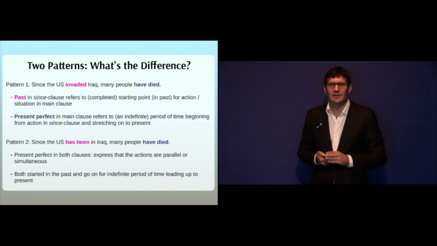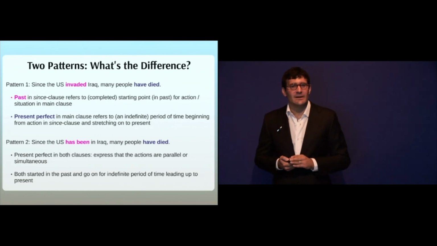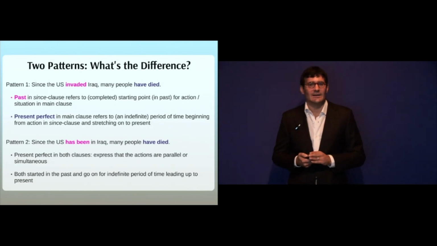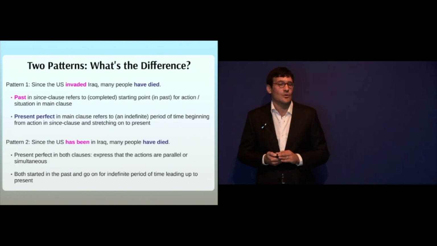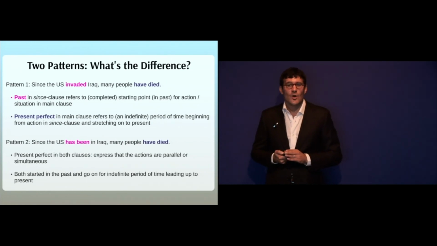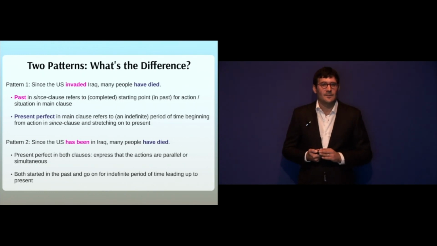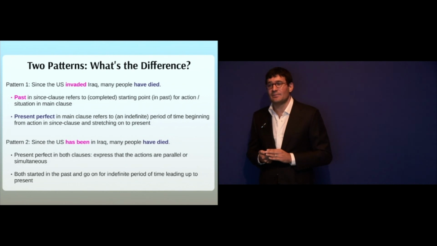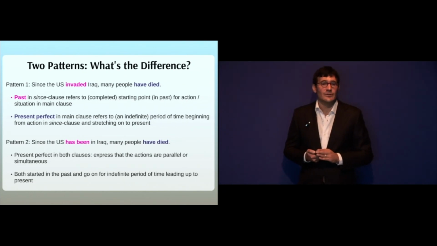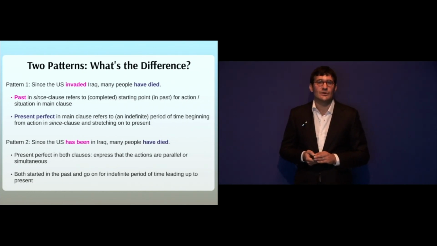The second pattern, since the US has been in Iraq, many people have died. Now, the present perfect in both clauses expresses that the actions are what we call parallel actions or simultaneous actions. Both actions started in the past and go on for an indefinite period of time leading up to the present. So those are your two patterns.